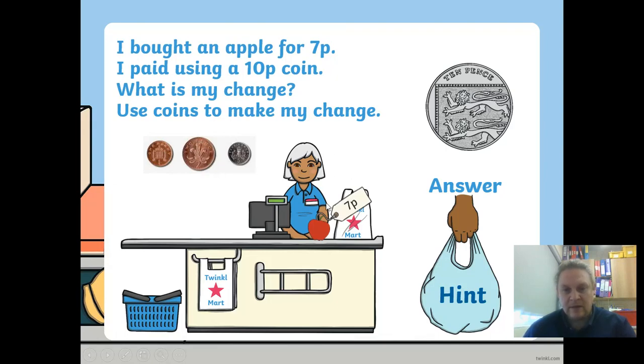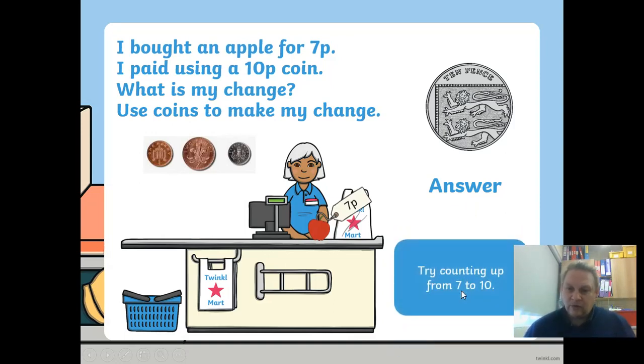Now, if I've spent 7p, how much will I have left from 10p? Let's have a look at our hint. Try counting up from 7 to 10. We know we've spent 7p out of the 10p. If we count up, we'll know how much we've got left. So 7p, 8p, 9p, 10p. So we've got 3p left, haven't we?